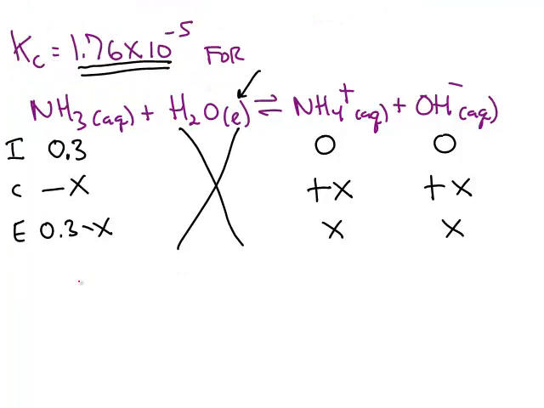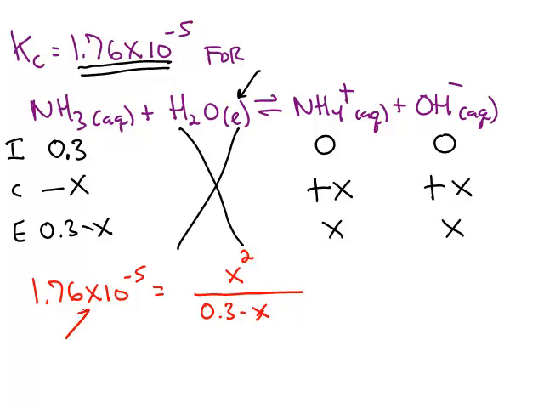Next, we would plug into our value of Kc. 1.76 times 10 to the negative fifth would equal products divided by reactants. The product is x squared, the reactant is 0.3 minus x.